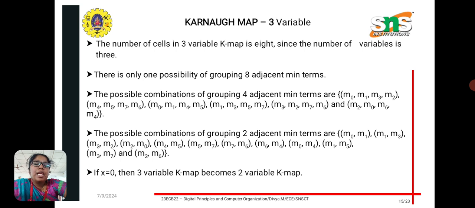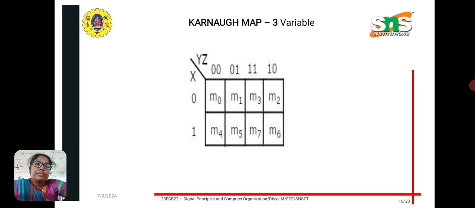If x equals 0, then the 3 variable K-map becomes a 2 variable K-map. This is the 3 variable K-map. Here we have one side as x and the other side as yz, where yz has two variables and x has one variable.